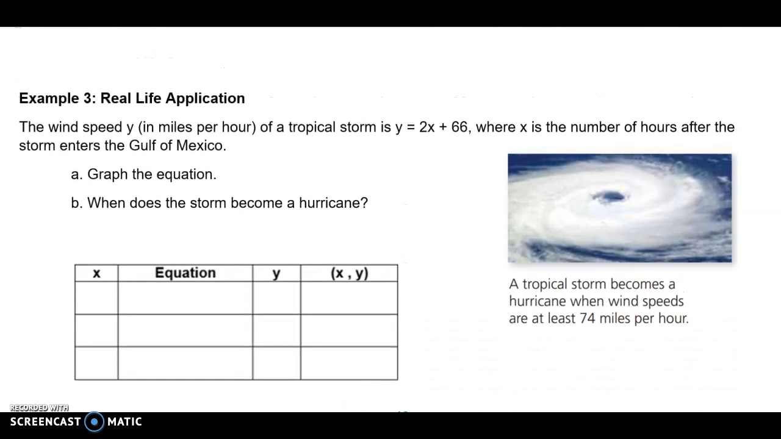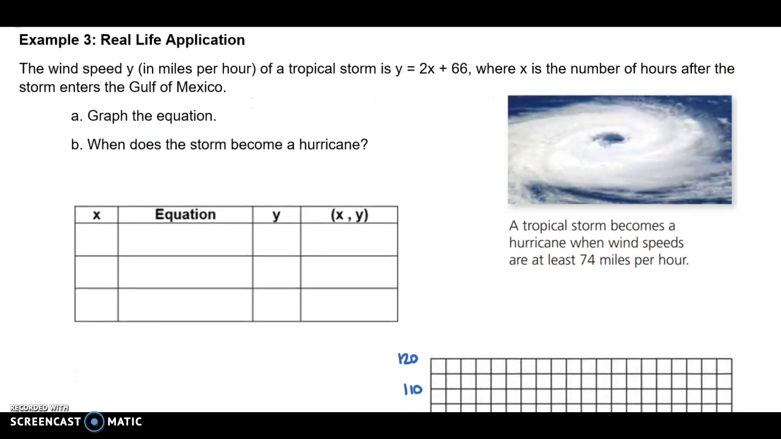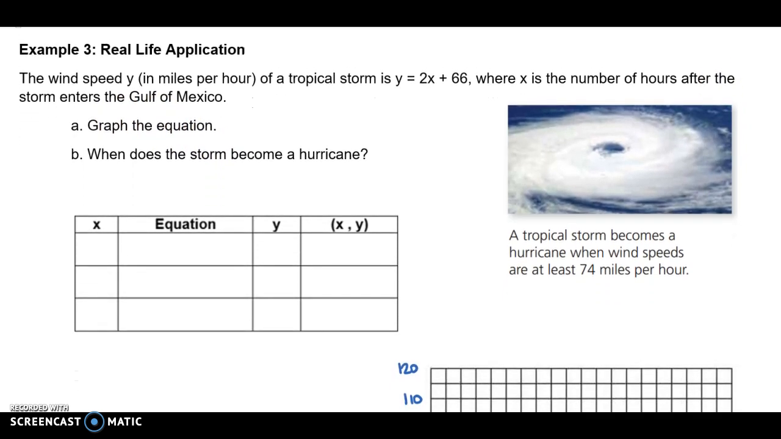So this problem is asking us about the wind speed, y, in miles per hour of a tropical storm. Here it is. X is the number of hours after the storm enters the Gulf of Mexico. Graph the equation. So instead of using our typical numbers that we've been using, -1, 0, and 1, we are definitely not going to use negative because you can't have negative hours since a storm entered the Gulf of Mexico.